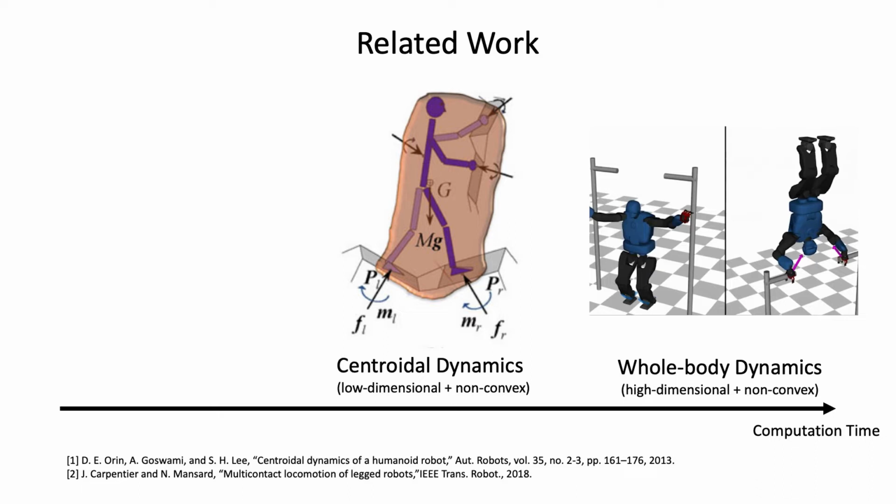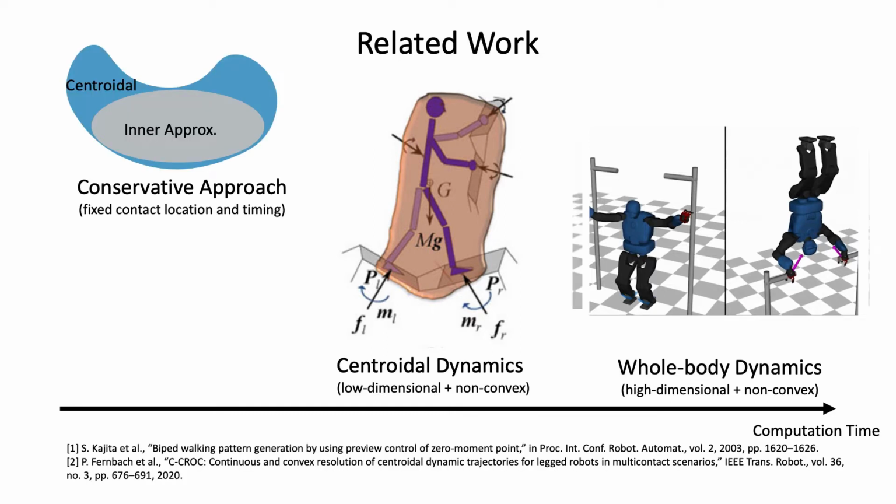This model is low-dimensional as it only considers the dynamics of the total linear and angular momenta expressed at the center of mass. Unfortunately, the centroidal model is still non-convex, which makes online computation challenging. To improve the computation efficiency, convex approximations of the centroidal model are introduced. However, this comes with the cost of having limiting assumptions or reduced model accuracy. To give more detail, the conservative approach explores solutions based on a convex inner approximation of the centroidal model. Despite the fast computation, the conservative approach usually requires pre-defined contact locations or timings, which limits its flexibility.